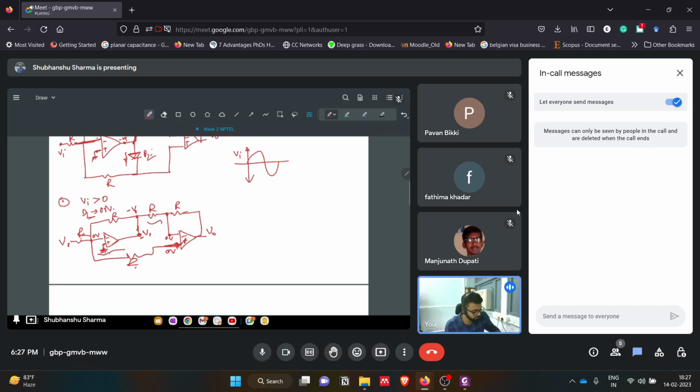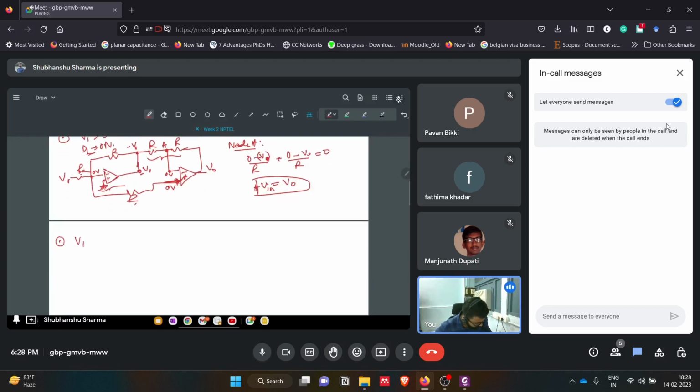If we use KCL or KVL equations at node A, we get (0 minus V in) divided by R plus (0 minus V naught) divided by R equals 0. So we get minus V in equals V naught. Sorry, this was already minus, so this will be plus V input. So in the positive cycle, whatever the input was, we got the output as it is.